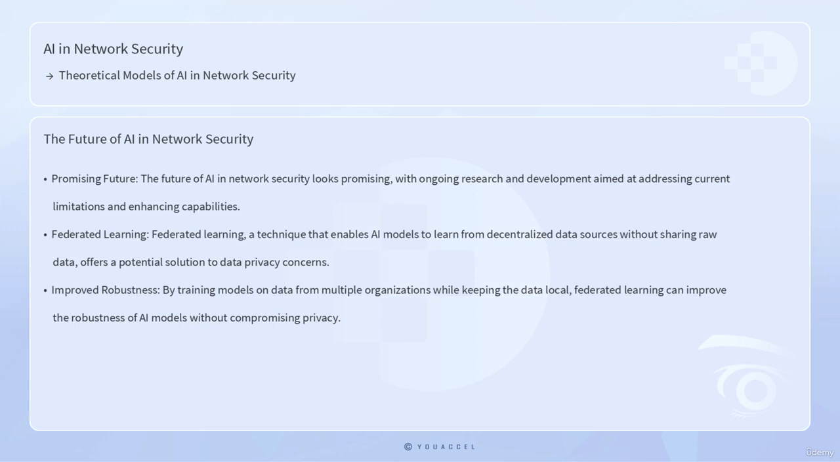The future of AI in network security looks promising, with ongoing research and development aimed at addressing current limitations and enhancing capabilities. For instance, federated learning, a technique that enables AI models to learn from decentralized data sources without sharing raw data, offers a potential solution to data privacy concerns. By training models on data from multiple organizations while keeping the data local, federated learning can improve the robustness of AI models without compromising privacy.